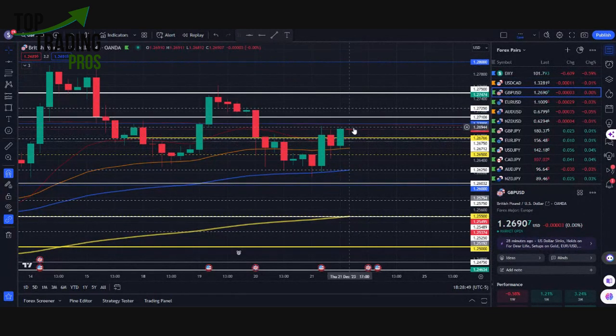For the GU idea, we are looking for this one to make it back above 127. 127 is that first spot. If this idea ends the week in an incredibly bullish manner, we could see a push up to this minor quarter level as well, that 127.25 area.